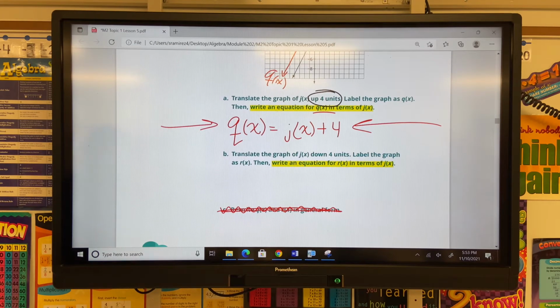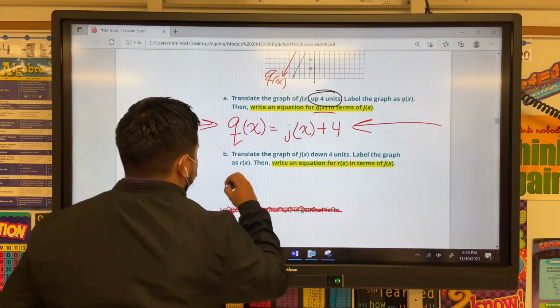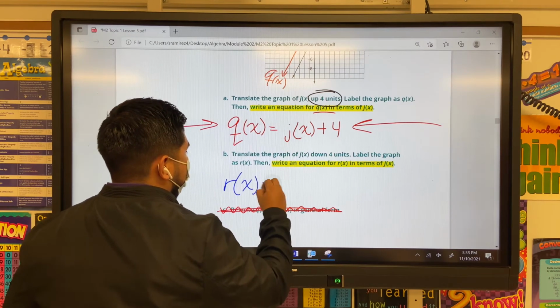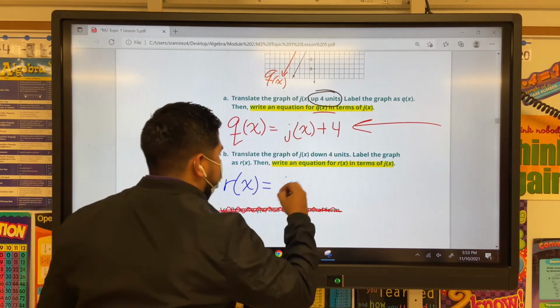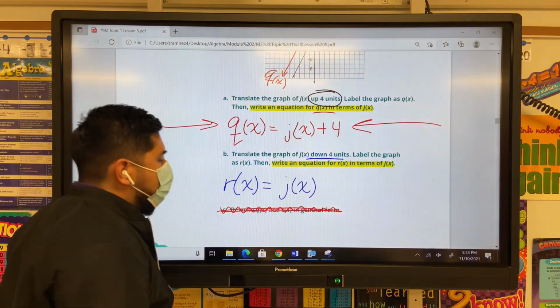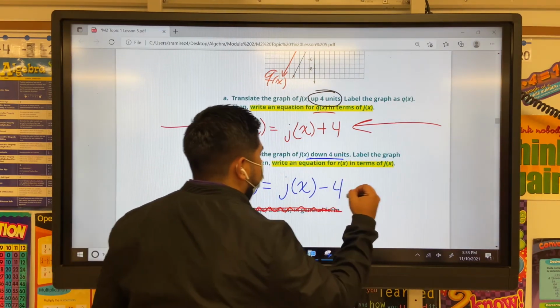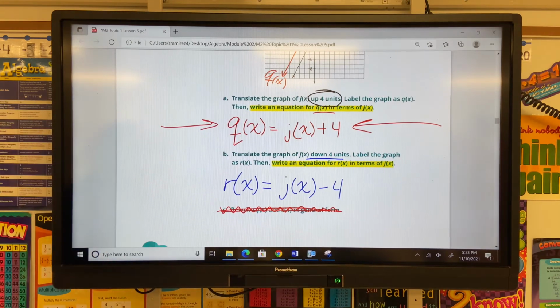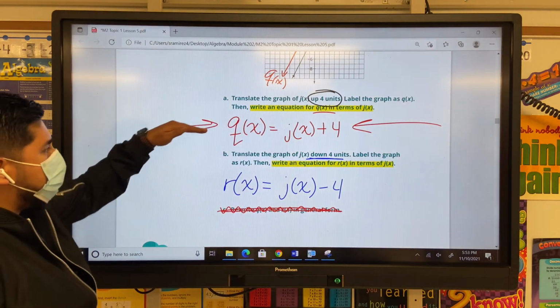Okay. So we start with R of X. In terms of J of X, what did we do? Down 4 means we are subtracting. Okay. This is what's going to be on the test.